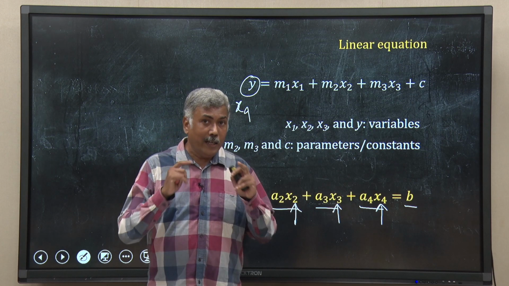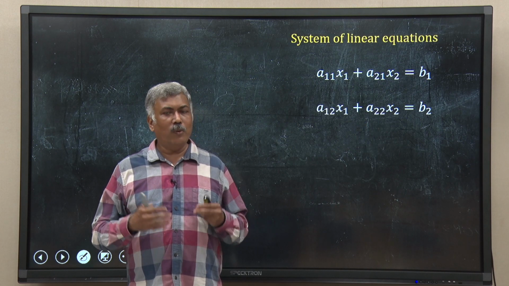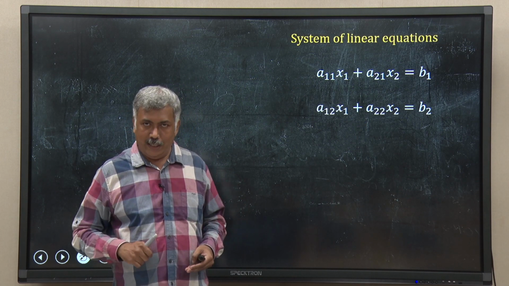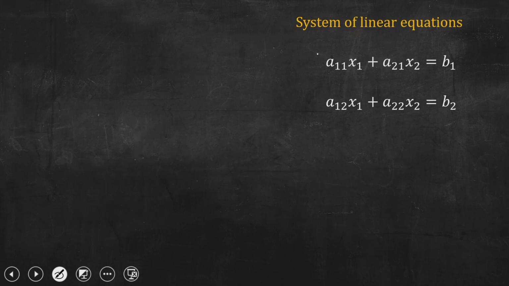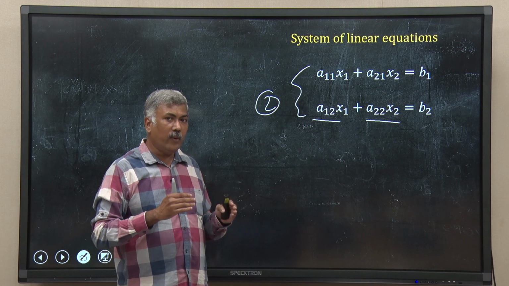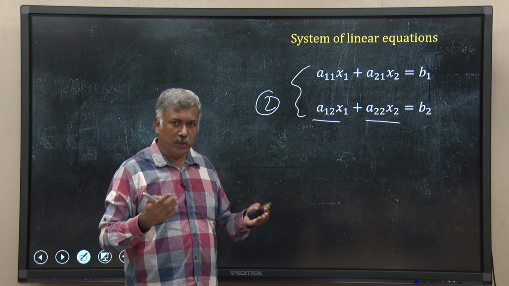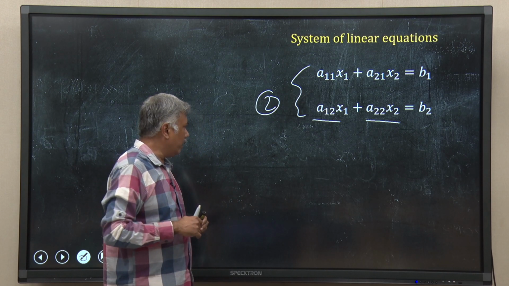Now, this is only one linear equation, but in data analysis usually we will have multiple linear equations. So, what do I get? I get a system of linear equations, and I have shown an example here. This is a system of two linear equations: a11 x1 plus a21 x2 equal to b1 and a12 x1 plus a22 x2 equal to b2. Notice that both equations have x1 and x2. These a11, a22 are constants and can be any value, negative, positive, 0, whatever it is. Similarly, b1 and b2 also.